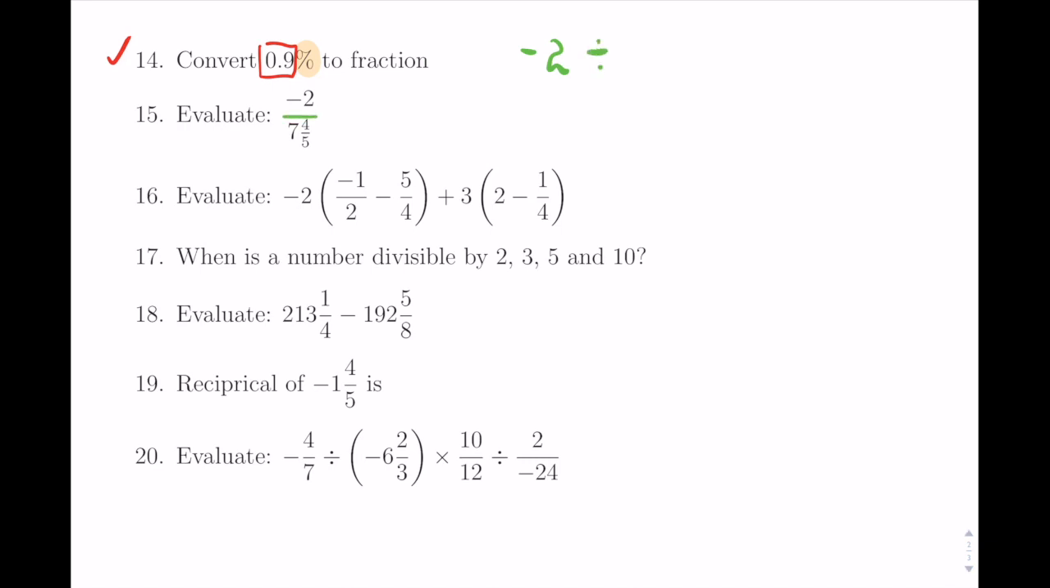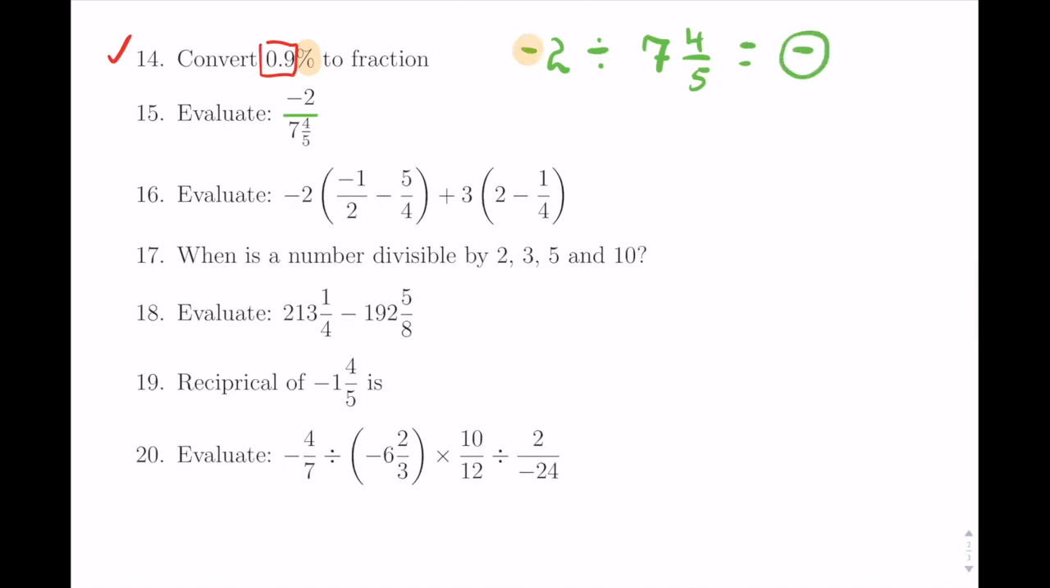So this just means divide, okay, by 7 4/5. Okay, so first of all, I know that the answer is negative, okay, because I have one negative sign. Now, when we're dealing with mixed numbers, we always want to change them back into improper fractions when we have divisions or multiplications. Okay, so, well, this just equals 2 over 1. Okay, and this, well, 5 times 7 is 35 plus 4. So that's 39 over 5. All right, and that's division.